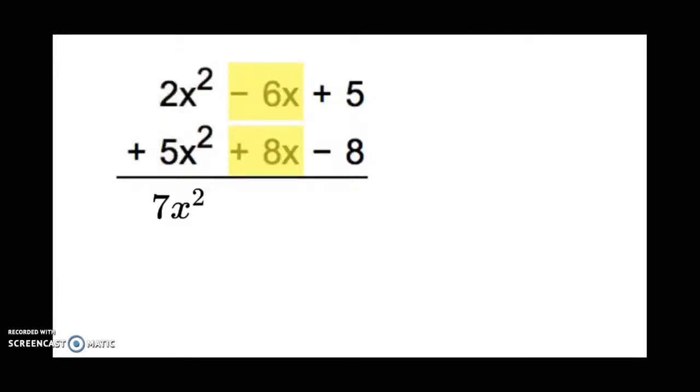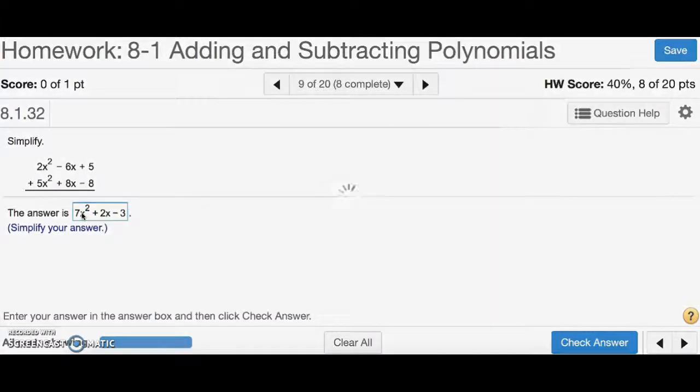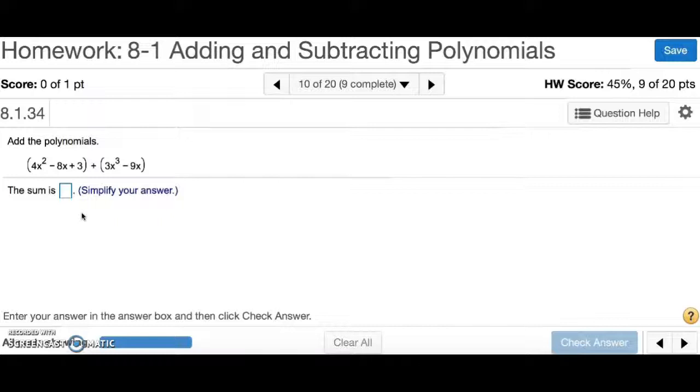Now we look at the next one. Negative 6x plus 8x would just be 2x. 5 minus 8 would be negative 3. So your answer is going to be 7x squared plus 2x minus 3. So typing that in, 7x squared plus 2x minus 3. That's number 9.